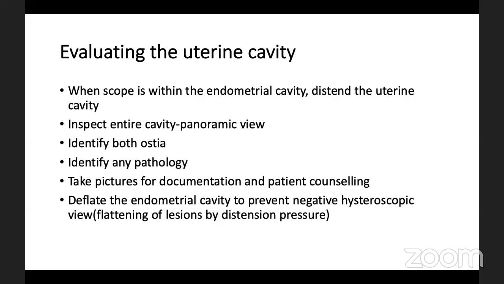Then when you're done, try and deflate the endometrial cavity a bit and have a look again. Because sometimes when your pressure is a bit too high, you can have what we call a negative hysteroscopic view. So sometimes the lesions that are small can actually be flattened. So when you deflate it a bit, you can actually see some smaller submucosal fibroids popping up where you hadn't seen them initially with high pressures.